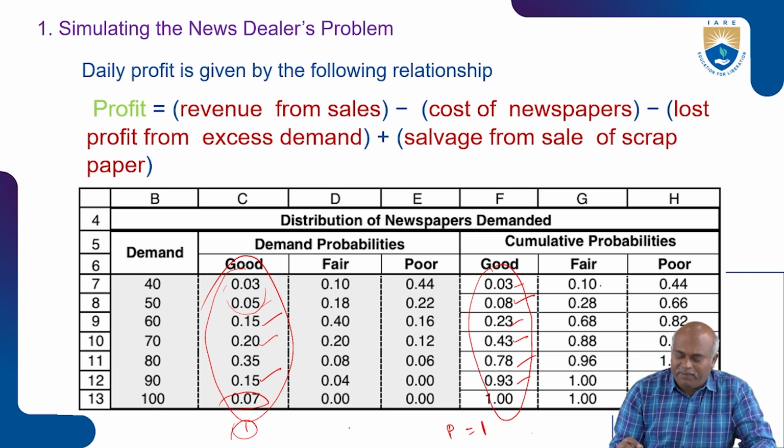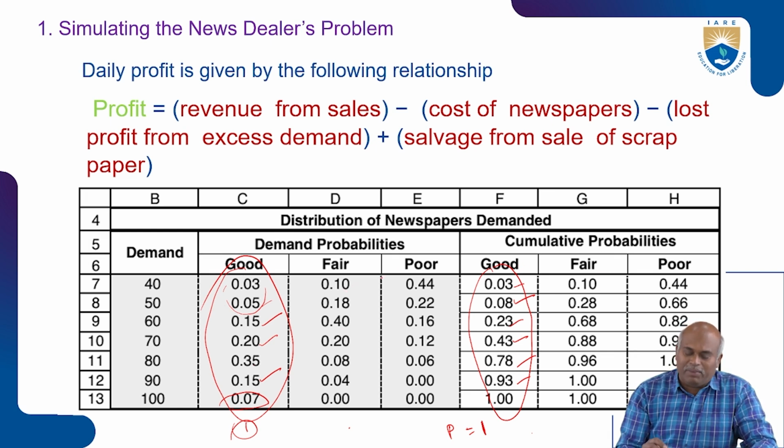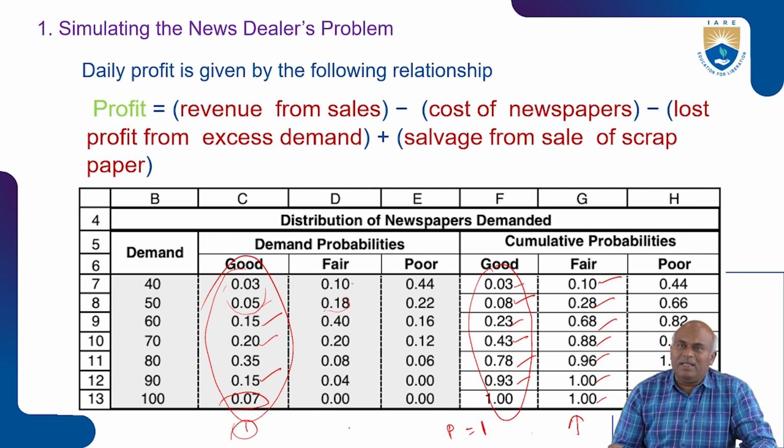Next, we go for the fair. Same as what we did for the good. Like that, you can add them one by one. 0.1 first day, then 0.1. Next day 0.18 plus 0.1, 0.28. Like that we have to find. Finally, what will happen? Our probability is equal to 1. The fair will also be sufficient for the inventory system.